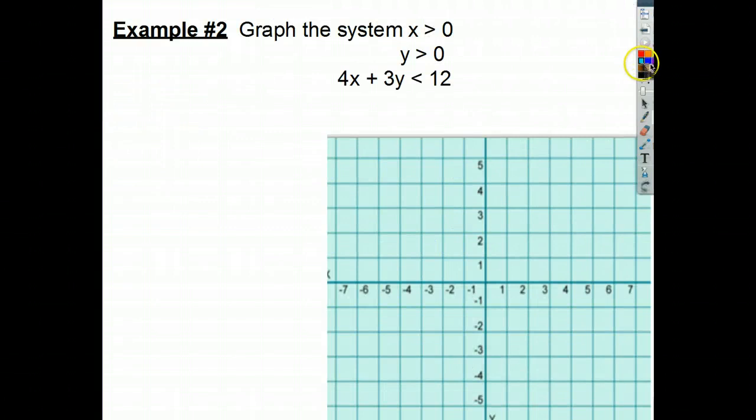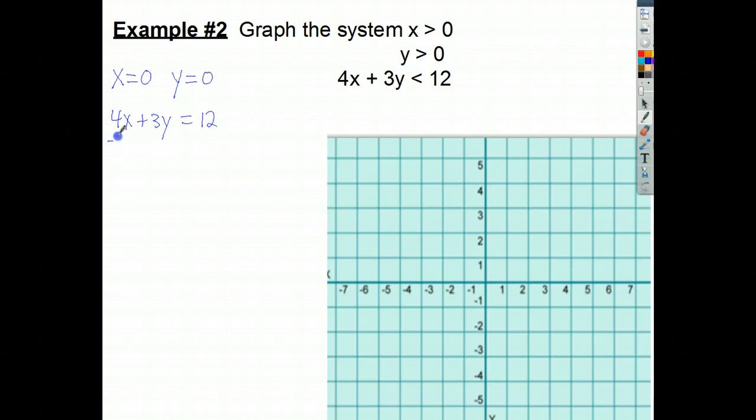All right, graphing a system. Here's a system with 3. So the procedure is basically the same. We write the equation of the boundary line, so it's x equals 0. For this one, it's going to be y equals 0. And for this one, 4x plus 3y equals 12.